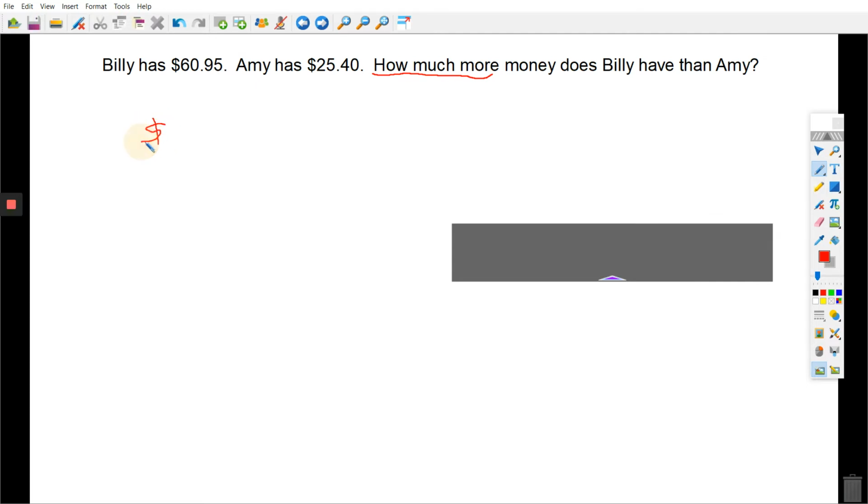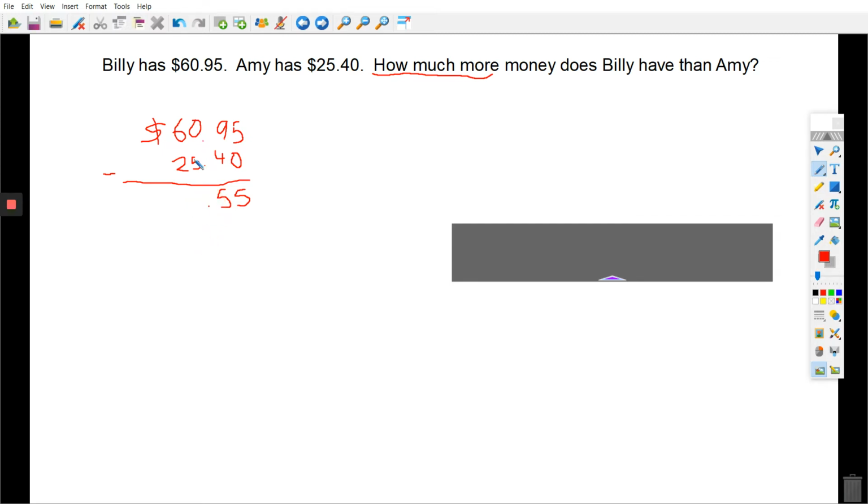We write the dollar sign. So it's $60.95. That's the amount Billy has, minus $25.40. Remember that we always start with the first digit to the right. In this case, we always start with the cents. 5 minus 0 equals 5. 9 minus 4 equals also 5. Always bring down the decimal point.